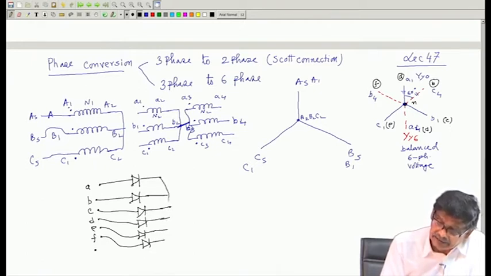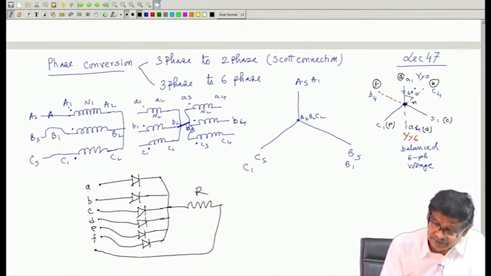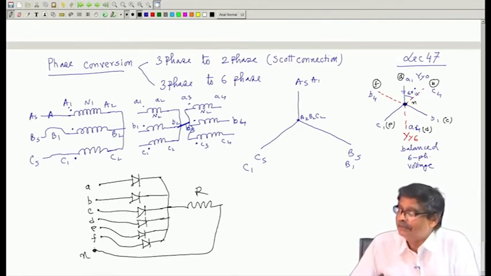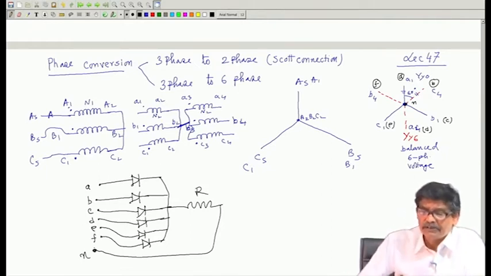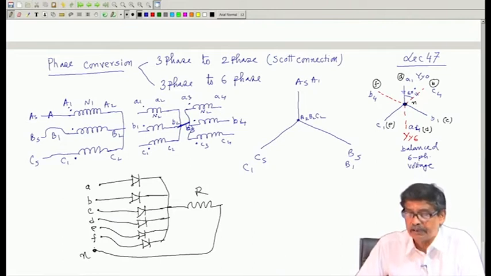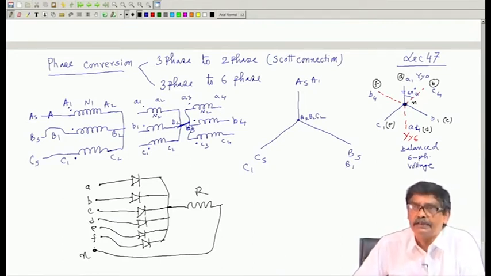And then connect the resistance load where you want to get DC, and this point connected to neutral, things will work. Okay. So, anyway, phase conversion 3 phase to 6 phase can be done this way. Another way you can do, I hope you have now got the idea.